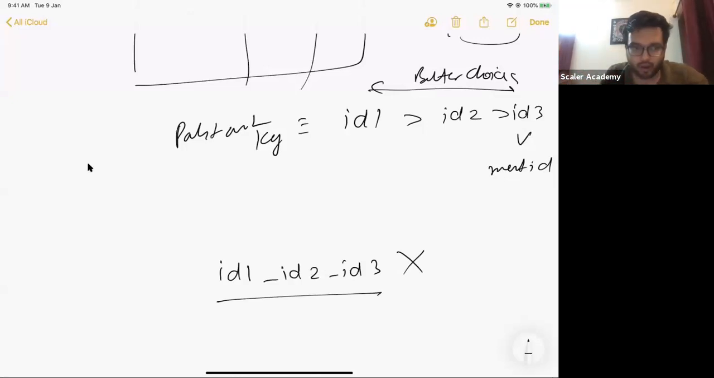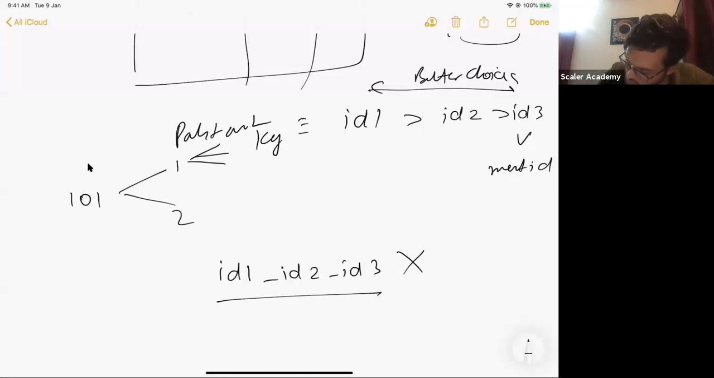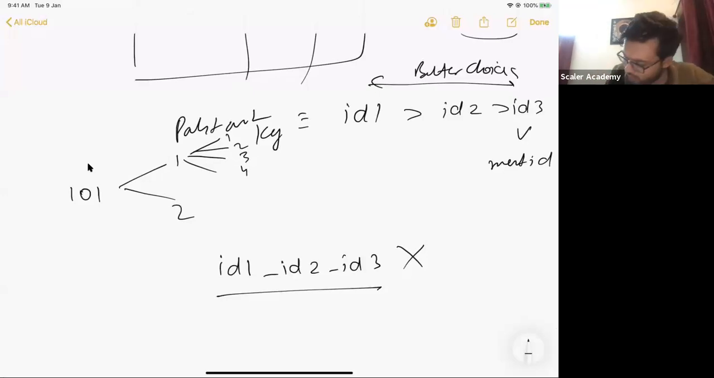So what did I do actually? Let's assume there is a batch ID, which is 101, and every batch ID has multiple sub batch IDs. So let's say 101 had two sub batch IDs, one was 1, one was 2. And every sub batch ID has multiple sub batches, so 1, 2, 3, 4. Now what did I do? I said that my partition key would be 101 underscore 1 underscore 1, 101 underscore 1 underscore 2, 101 underscore 1 underscore. Does it make sense, folks?